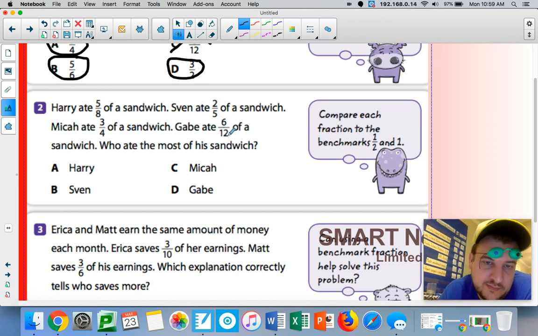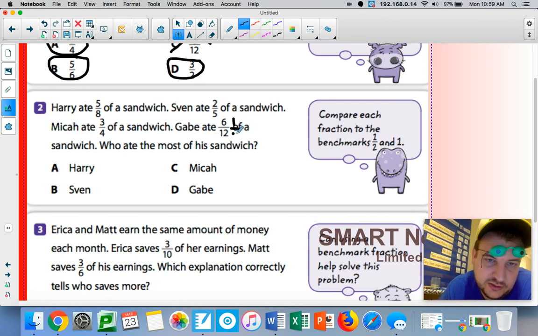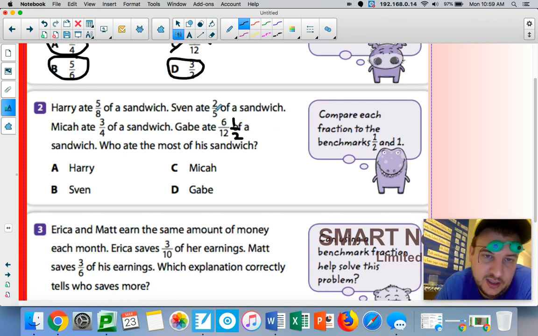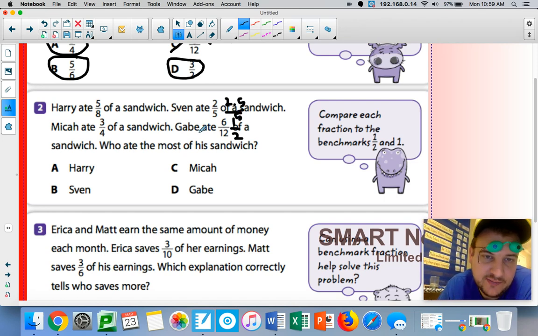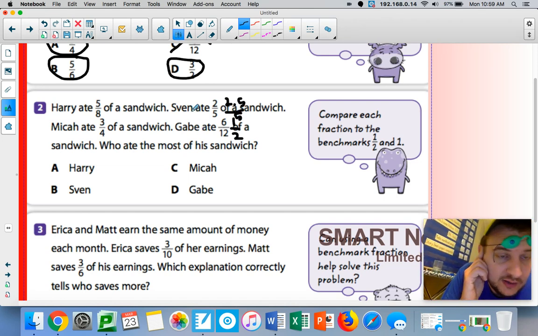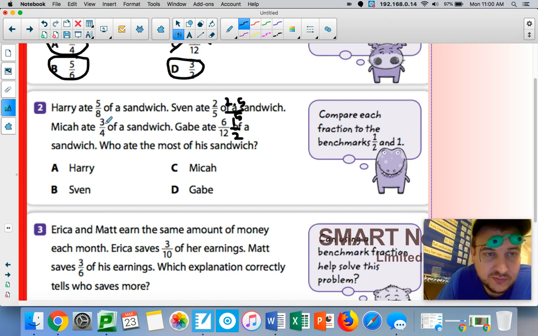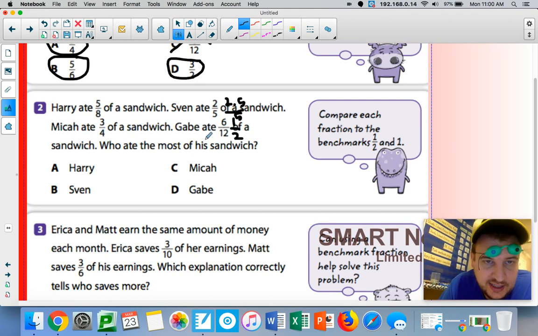All right, 6/12 is halfway, so this is equal to 1/2. Gabe ate half a sandwich. Half of 5/8 would be 2.5/8, so Harry only ate less than a half. So I know that Gabe ate more than Harry. 3/4 is almost completely full, so that's more than a half. So I know that Micah ate more than Gabe, who ate more than Harry.